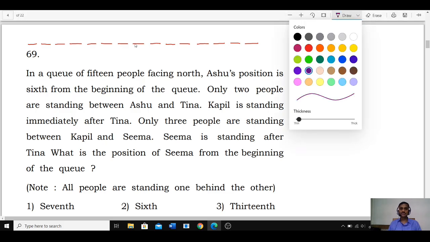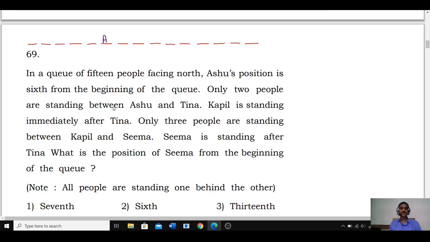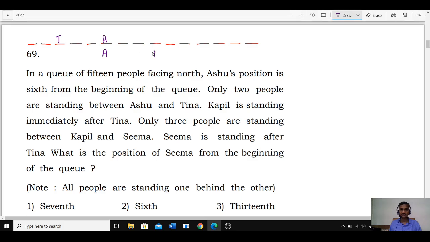Ashu's position is 6th from the beginning of the queue, which means 1, 2, 3, 4, 5, 6. Now this is Ashu. And only 2 persons are standing between Ashu and Tina. As Ashu is here, there are 2 people between Ashu and Tina. Kapil is standing immediately after Tina. Why are we taking the next position? Because look here, Seema is standing after Tina. All the people are standing one behind the other.